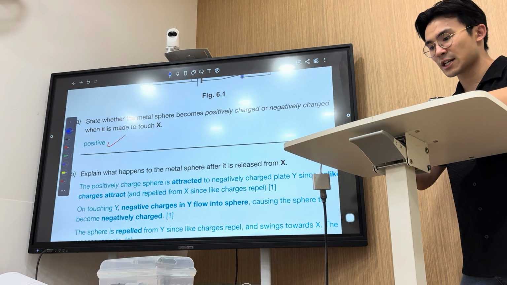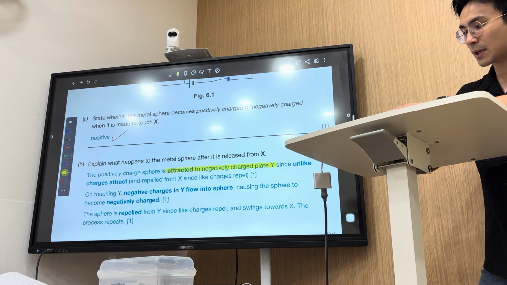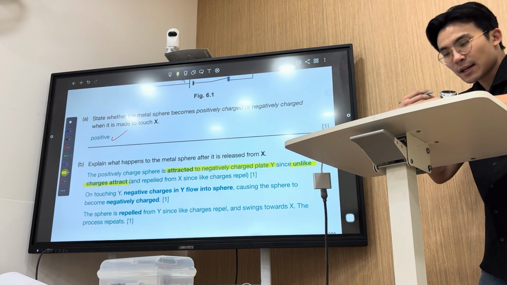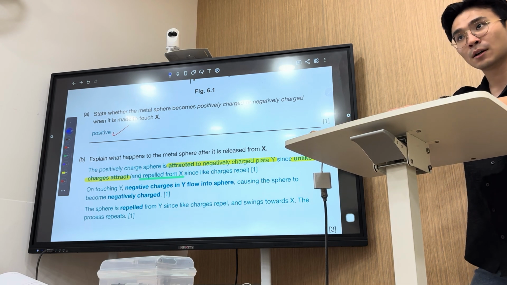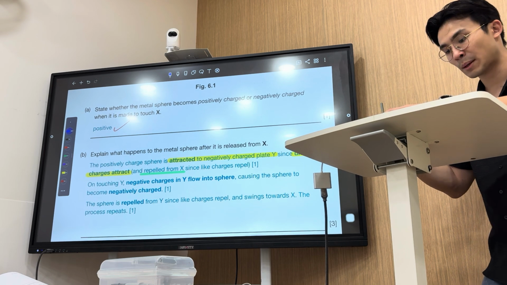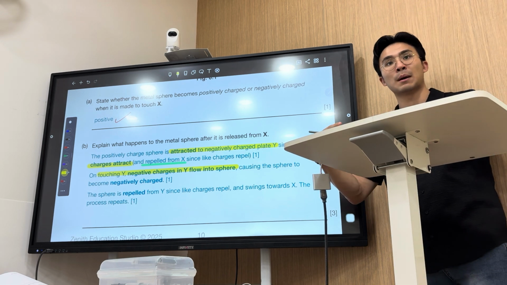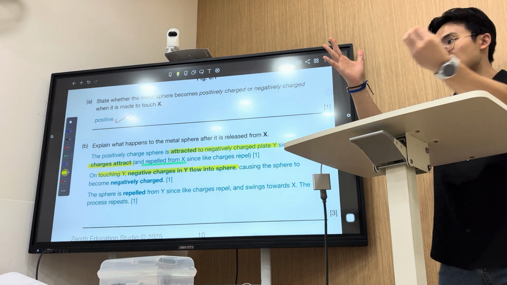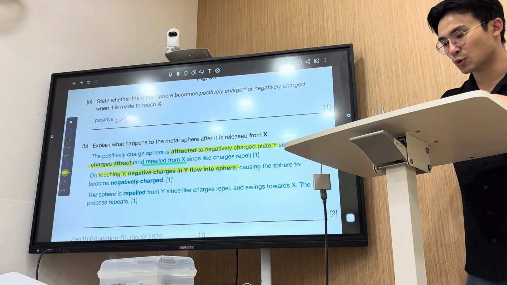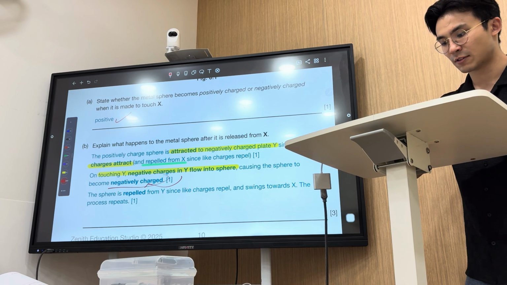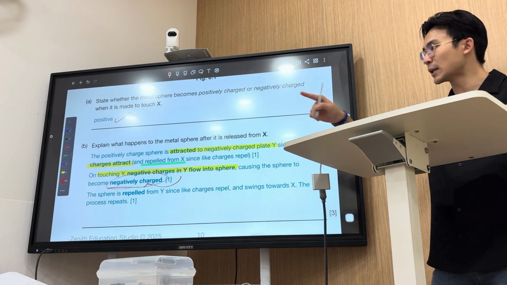Okay, your positively charged sphere, don't start writing yet, pay attention first. Your positively charged sphere is attracted to Y because unlike charges attract. You can include the repel from X if you want to. You can write either one or you can write both. Up to you. You still count as 1 mark. Okay, your second mark. When you touch Y, negative charges from Y will flow in. Remember, you are a positively charged ball now, right? You touch a negative plate, and Y will gladly give you electrons. And he will give you until you flip to the other direction. You become negative. And then you will go back to X and become positive. Go back to Y, become negative.